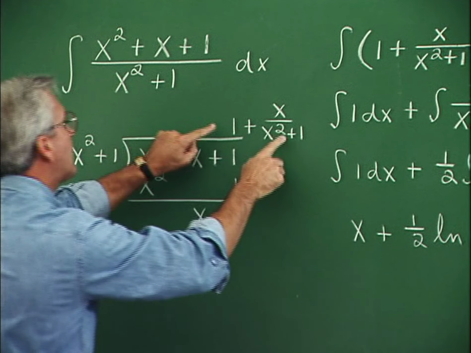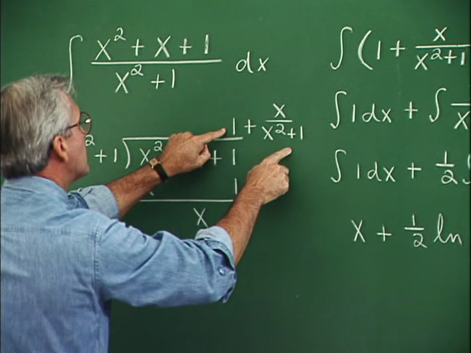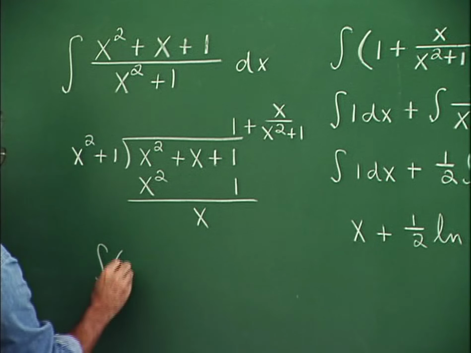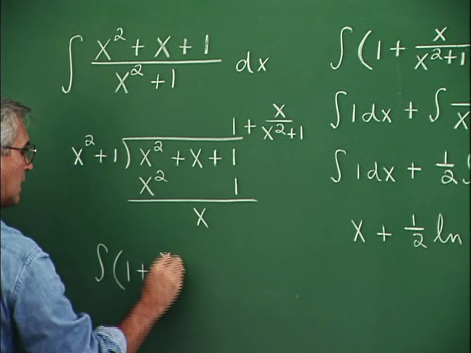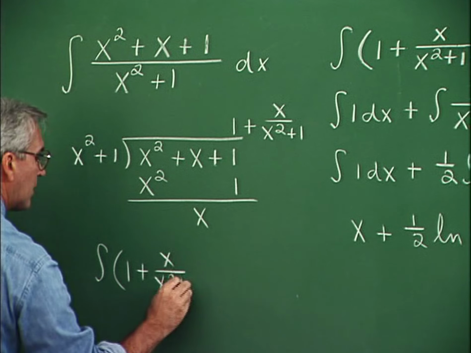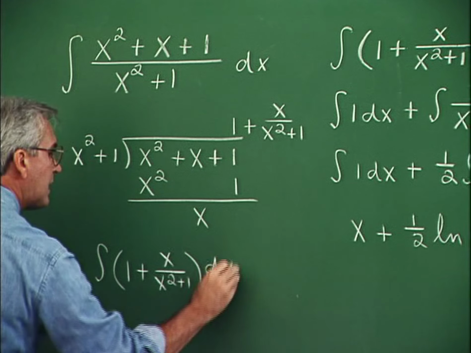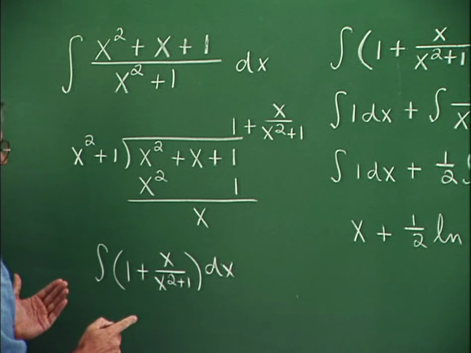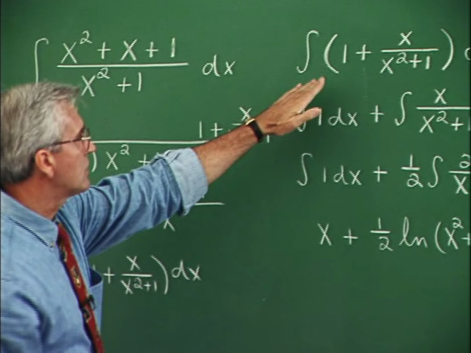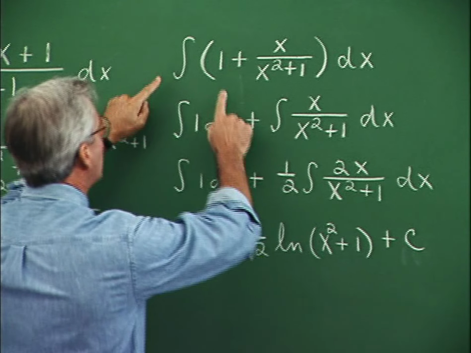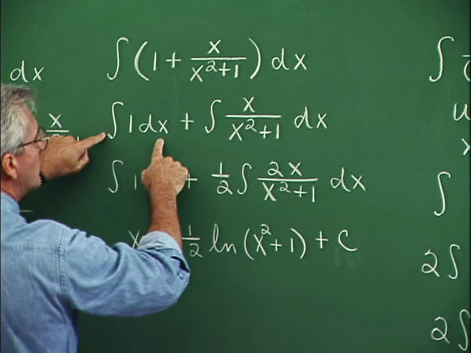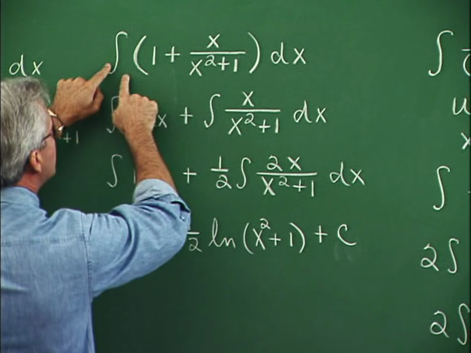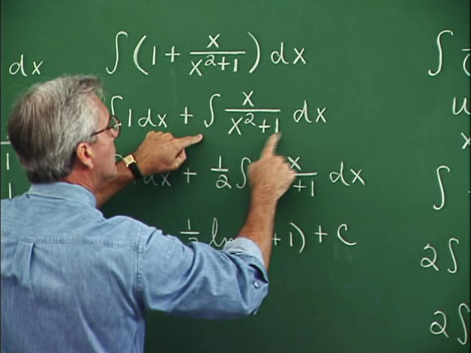Now we can rewrite this in this form. So it is the integral of 1 plus x over x squared plus 1. And now we can separate our problem into two integration problems. Let's take it from up here. Here's the same step that we had below. So it's the integral of 1 dx, or just dx. The 1 is in here just for emphasis, plus the integral of this fraction dx.